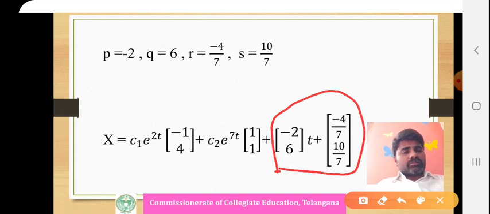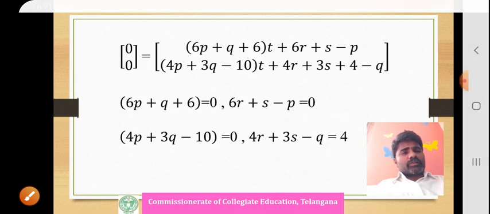Now the complete solution is given by xc plus xp. xc is c1 e power 2t times minus 1, 4, plus c2 e power 7t times 1, 1, plus minus 2, 6 into t plus minus 4 by 7, 10 by 7. This is the complete solution of the problem.